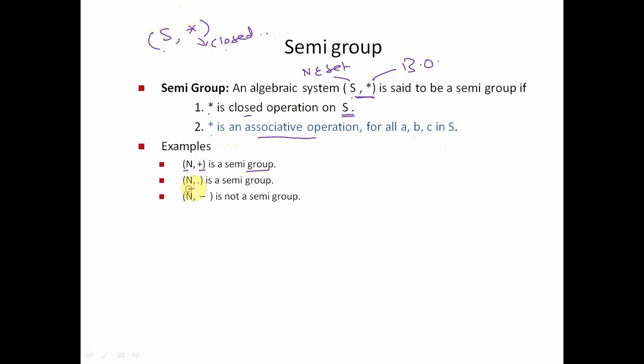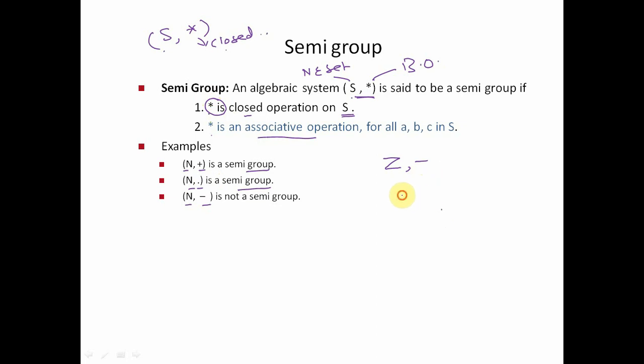The set of natural numbers with multiplication is a semigroup. The set of natural numbers with subtraction is not a semigroup. Why? Because the subtraction operation is not closed on S. Similarly, we can also check that the set of integers with subtraction is not a semigroup.